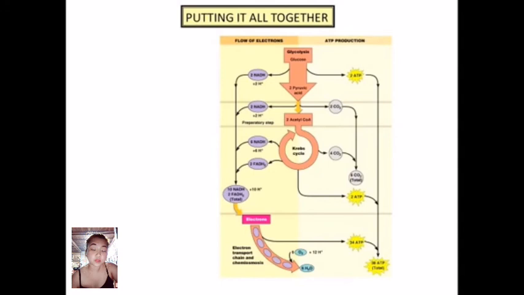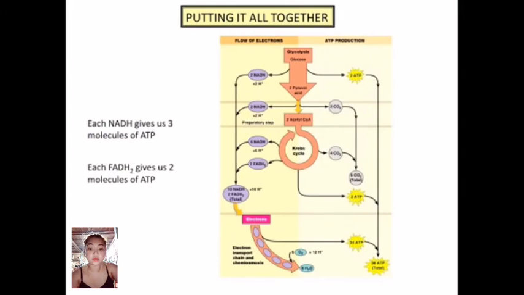Let's look at the big picture of cellular respiration and total up the ATP generated during the 3 stages. Keep in mind that each NADH yields 3 molecules of ATP, and each FADH2 yields 2 molecules of ATP because of the relative locations that the electron carriers dump electrons onto the chain. Glycolysis requires 2 ATP to start, but it produces 4 ATP, so it has a net of 2 ATP. 2 molecules of NADH are produced during glycolysis as well.